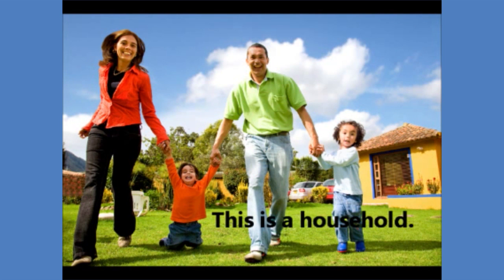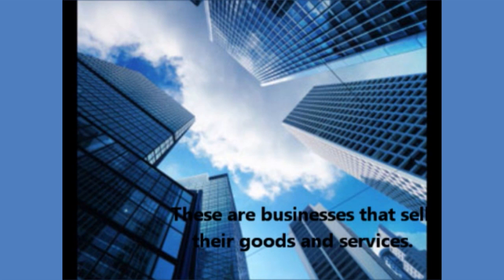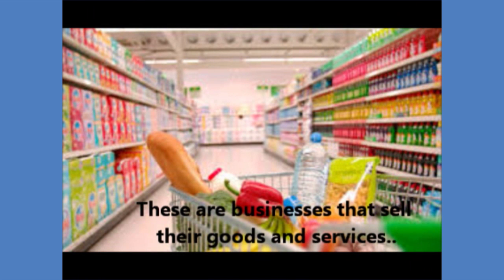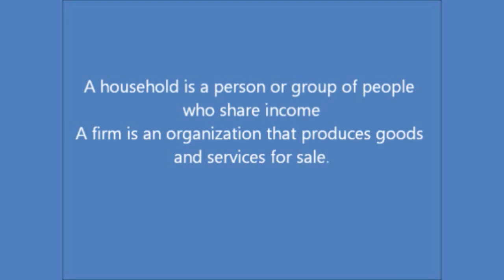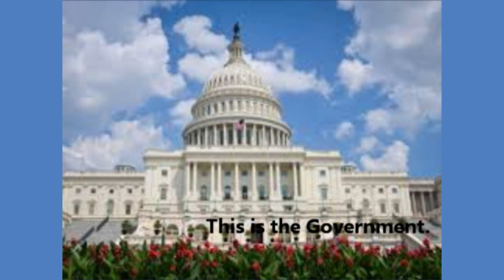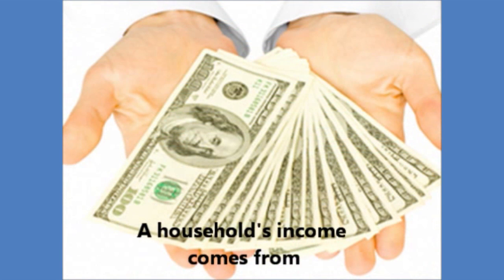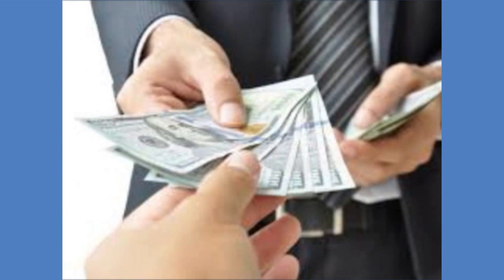This is a household. These are businesses that sell their goods and services. A household is a person or group of people who share income. A firm is an organization that produces goods and services for sale. This is the government. A household's income comes from businesses that pay them for their labor.